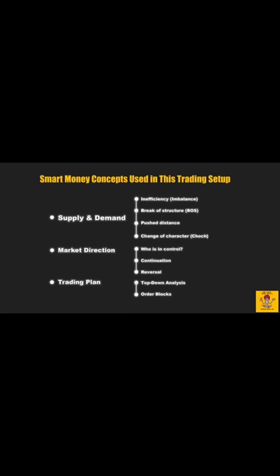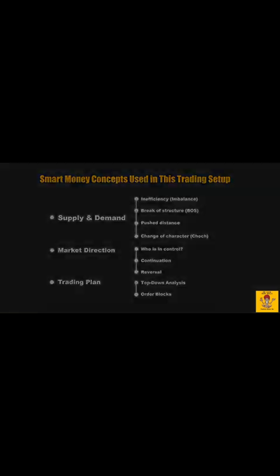To apply these strategies effectively, you must first understand the latest evolution of smart money concepts. These principles form the backbone of this system, and your success depends on applying them correctly to the chart. Let's start with supply and demand.